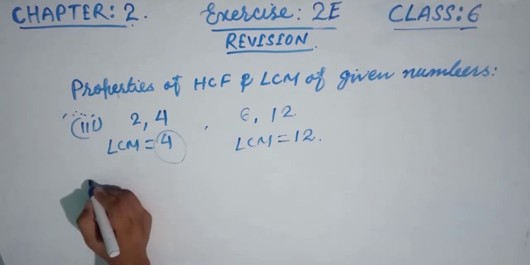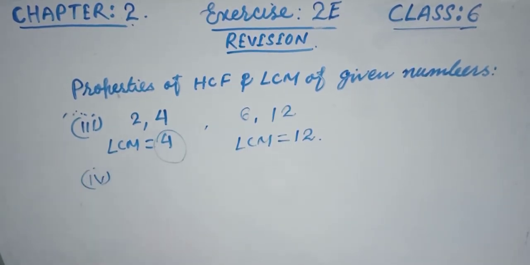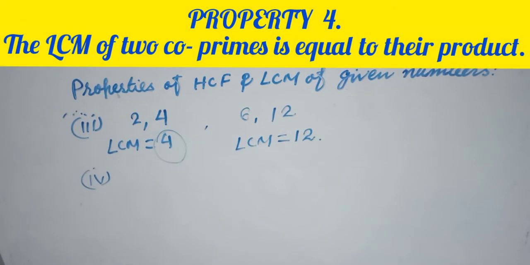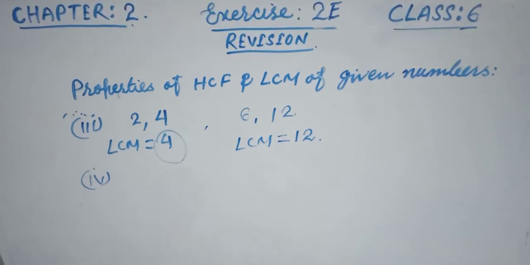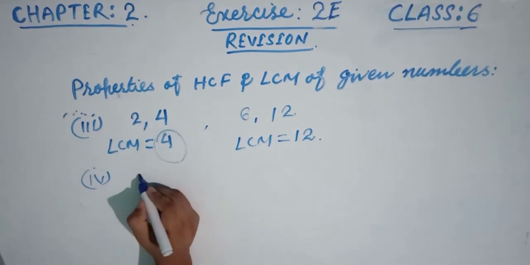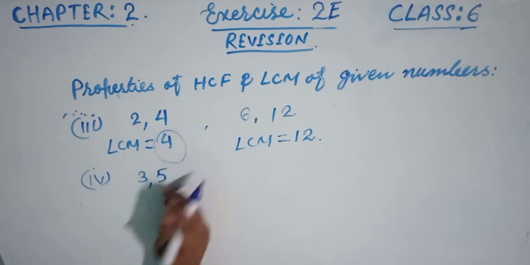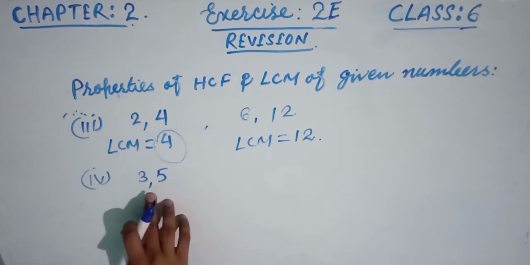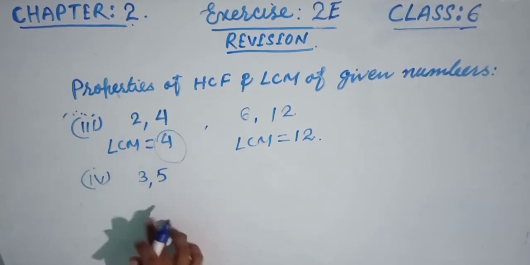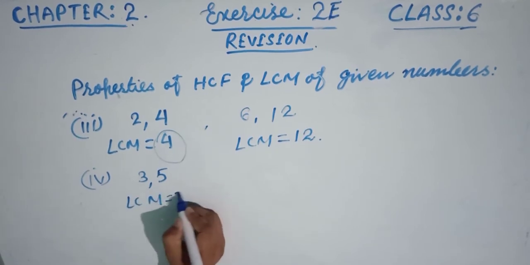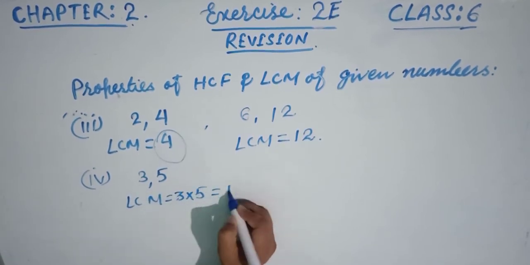Okay, now property number 4 says, friends, the LCM of two co-primes is equal to their product. And remember, friends, the HCF of two co-prime numbers is 1, but the LCM of two co-prime numbers is the product of these two co-primes. Now see, suppose 3 and 5 are co-prime numbers. Why? Because the HCF of these two is 1, so they are called co-prime numbers. But the LCM, friends, is their product, remember. I hope you will understand.